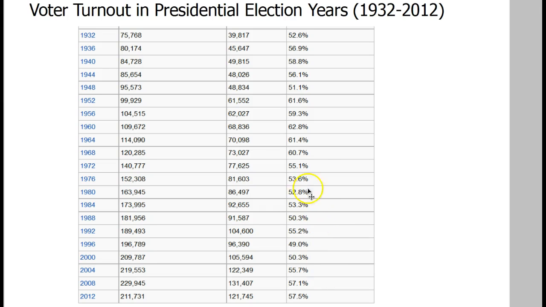But you can notice clearly here the trend starts to decrease. In 1996, this was Bill Clinton's second term, less than 50% of the nation's eligible voters voted. But then the graph goes back up.